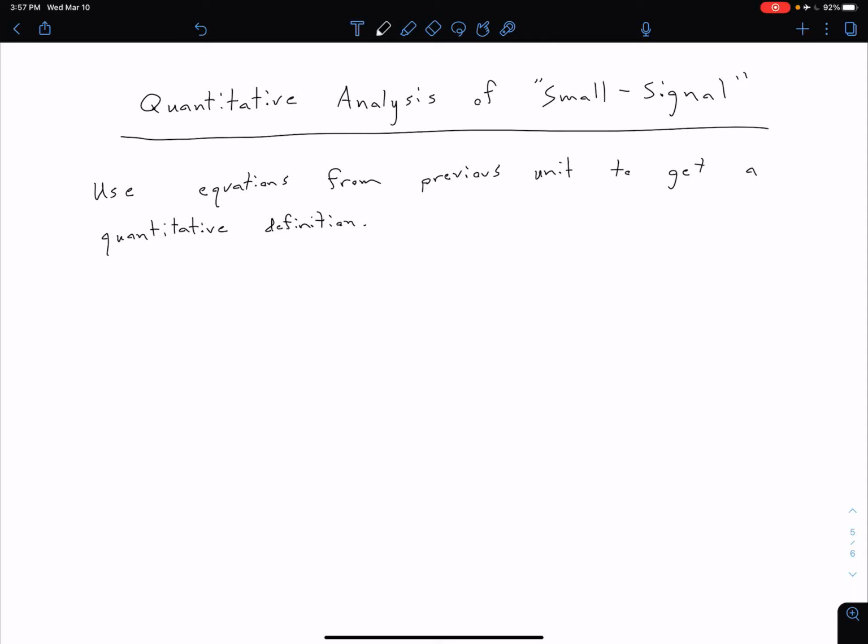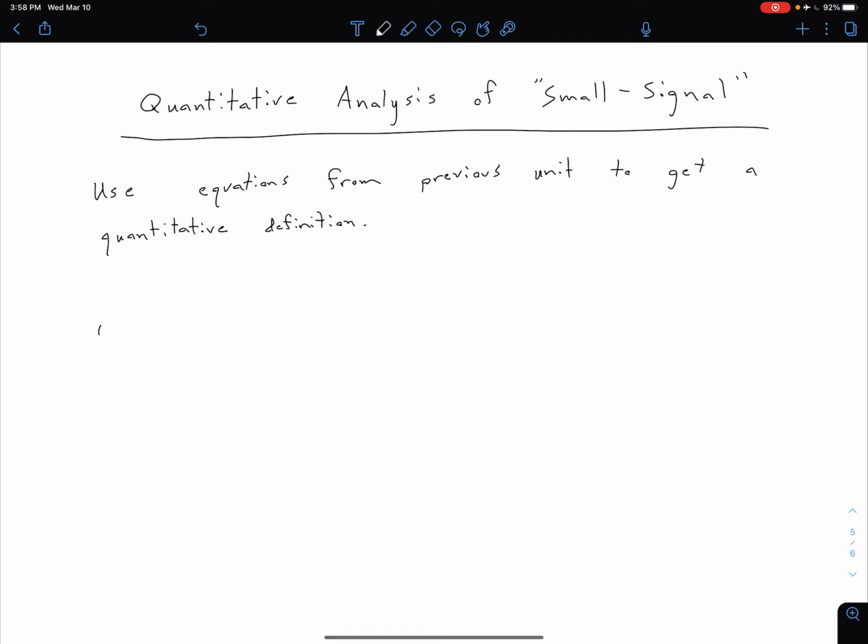In this video, we're going to take a more quantitative approach to defining what we mean when we say small signal. So how do we determine if an AC signal is small enough in order to use the techniques we're going to talk about? What we're going to do is start with some equations we had from the previous unit, where we defined our collector current and our base current in terms of our base emitter voltage, our thermal voltage, our reverse saturation current, and all of those types of things.